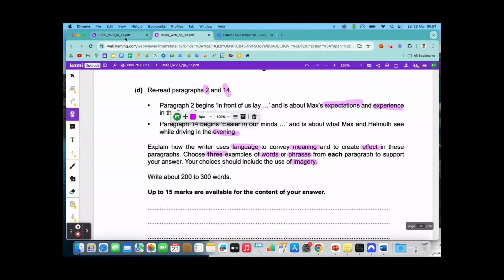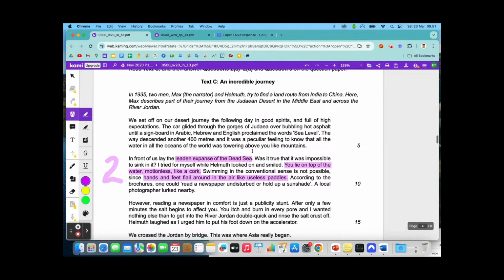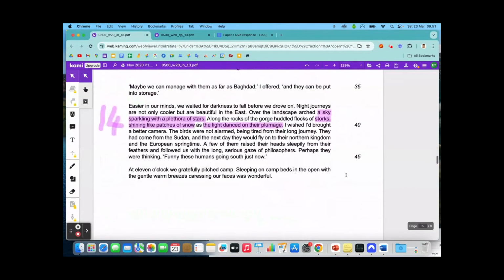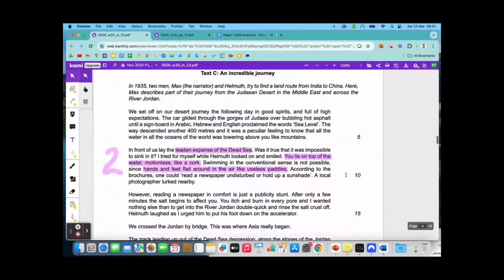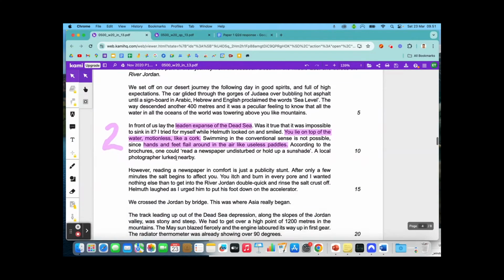If we have a look at this extract to which the question refers, this is Tetsi, An Incredible Journey. You can see I've already begun to number the paragraphs. So paragraph 2 is numbered and paragraph 14 is numbered, to make sure that the examples I'm picking out are from the correct paragraphs. It's always a good idea to number the paragraphs for Text C. So let's have a look.